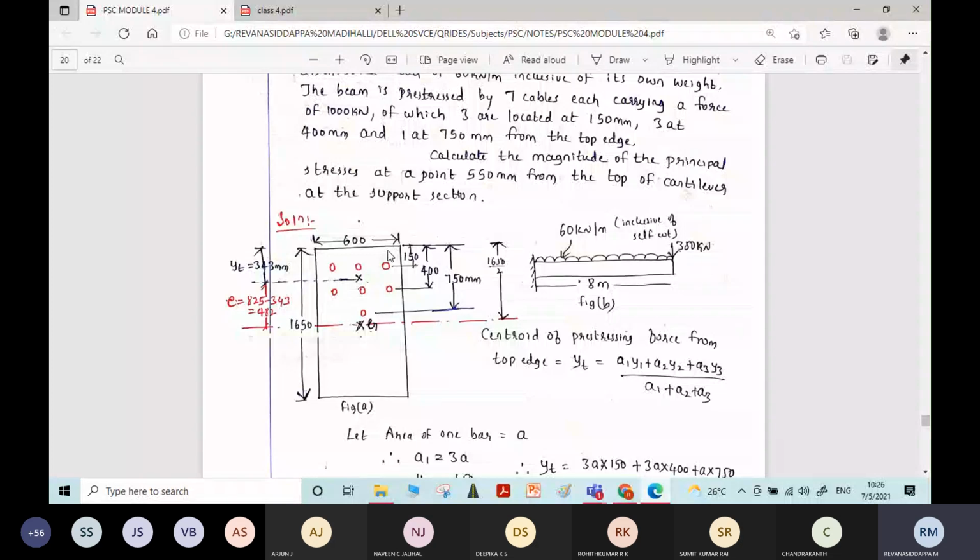Why from the top edge? What may be the reason? Here bars are provided from the top edge instead of providing from the bottom edge. What is the reason?